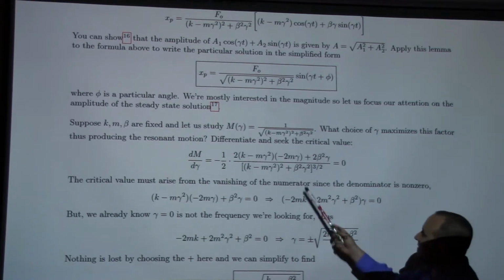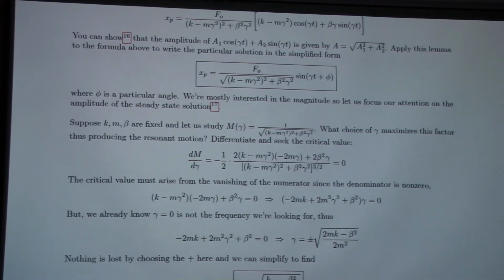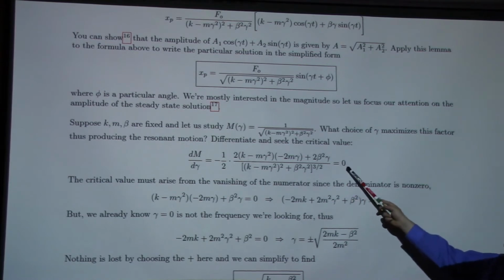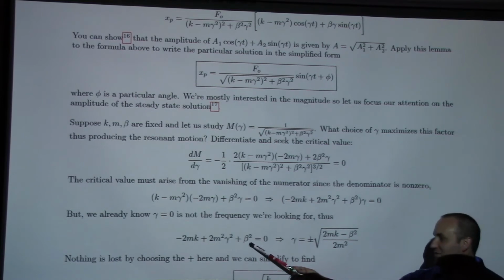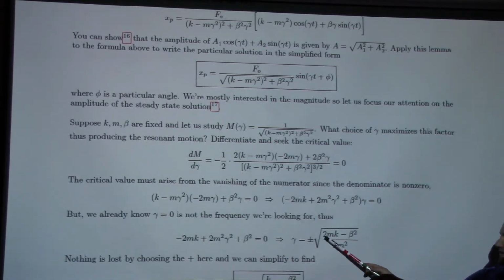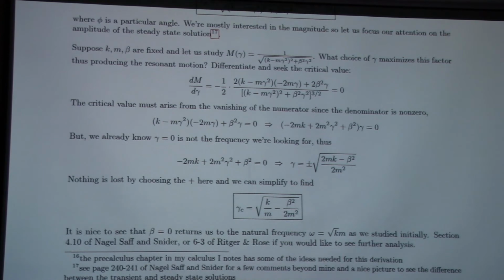So dM d gamma gives you this. Now that will be 0 if the numerator is 0, which would be this being 0, which would be this equation, which would give you gamma as plus or minus the square root of (2mk minus beta squared) over 2m squared. Assuming, of course, that this quantity here is positive. And I have assigned homework problems inadvertently which made that quantity negative, which means looking for the resonant frequency is a fool's errand. There is none. Anyway, so that's the so-called resonant frequency.